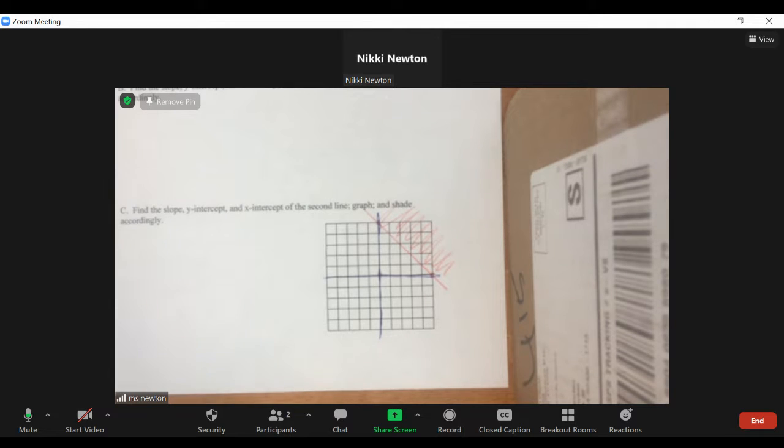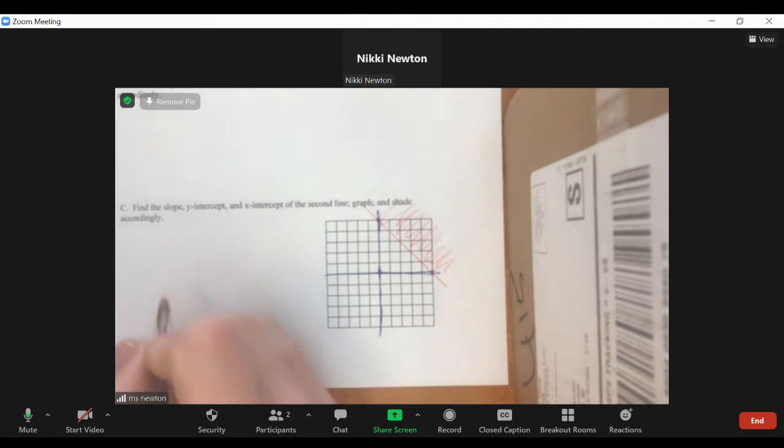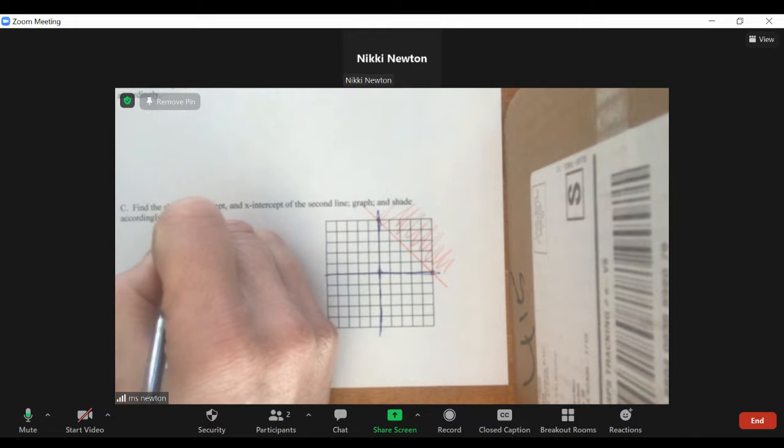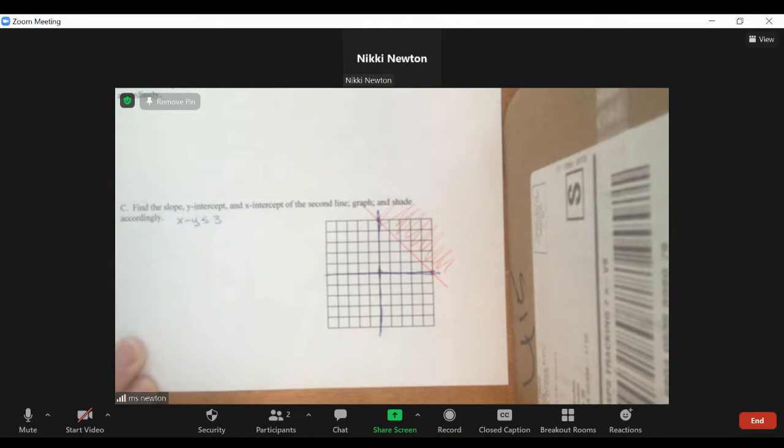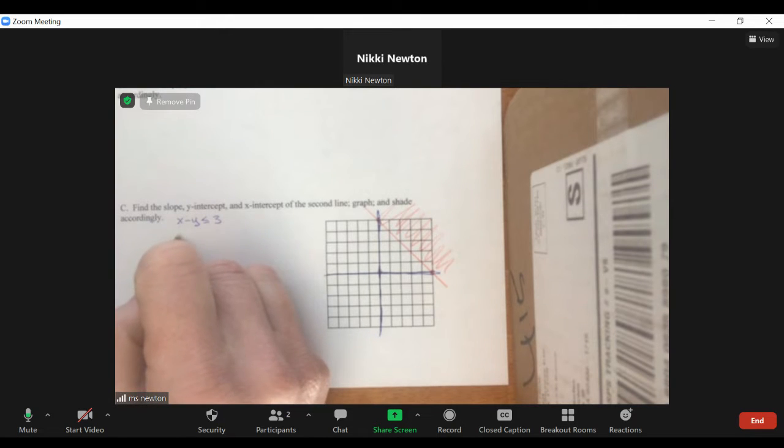So continuing on with this problem, now we need to graph our other line. So the second line was x minus y is less than or equal to 3. So we find all the things we usually do. So I'll start with intercepts.